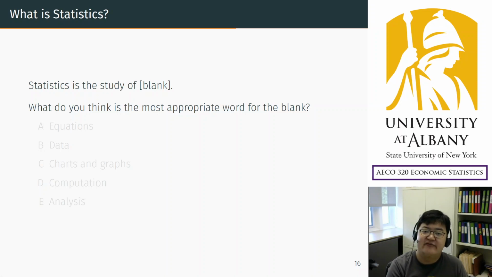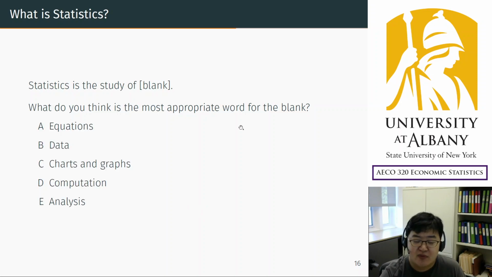Statistics is the study of something. What do you think is the most appropriate word for the blank? Equations, data, charts, graphs, computation, analysis.